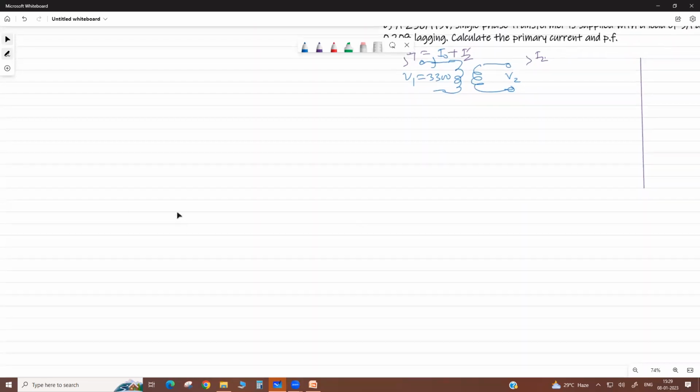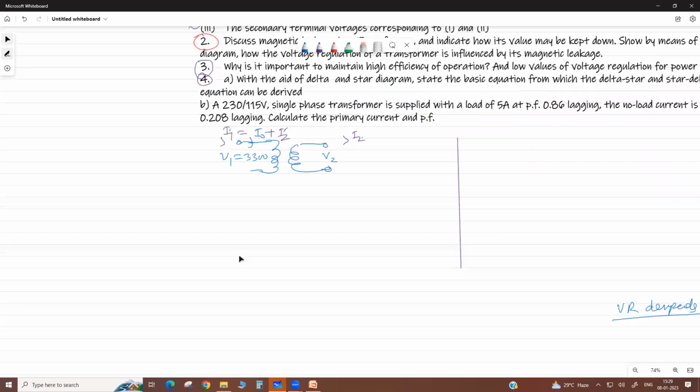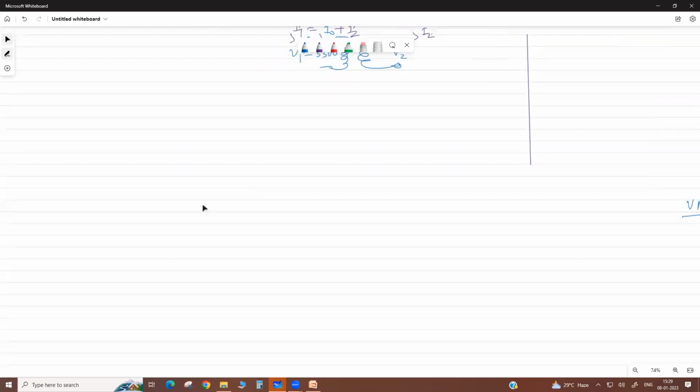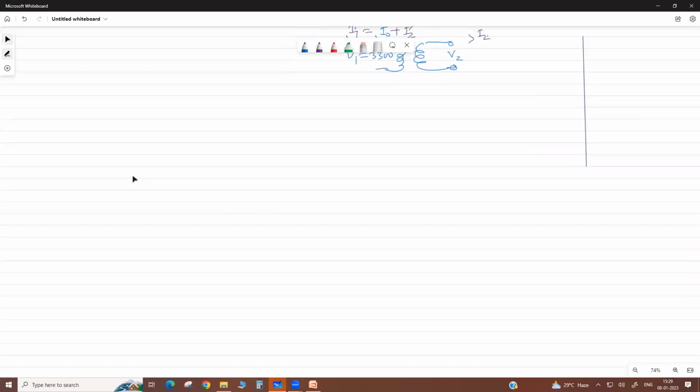Now, maintenance requirements: periodic scheduled maintenance, preventive maintenance. In an oil type, we also monitor the oil condition, but here in a dry type, we actually have to remove the dust deposit.